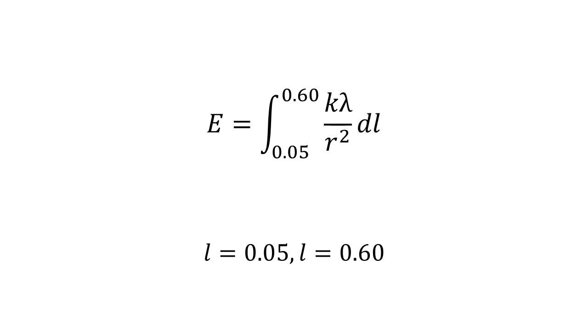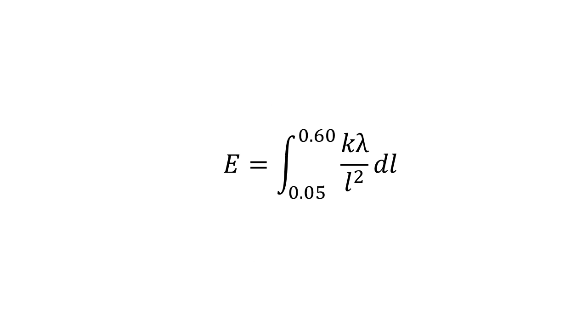So the last part we have to do is figure out what r is. Now the goal is to rewrite r in terms of little l, so that when we plug in the limits of integration, we get the distances we just figured out in the last slide. And those distances were 0.05 and 0.65, which are the same exact things as the limits of integration, so we can just simply plug in l for r. The final answer is E equals the integral from 0.05 to 0.65 of k lambda over l squared dl.